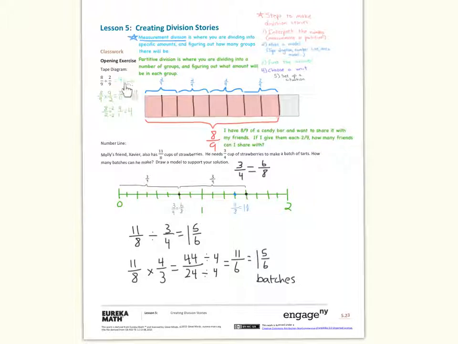Over here, I was dealing with candy bars and friends. Over here, I'm dealing with strawberries and batches, cups of strawberries and batches. And then I set up the situation. This one had Molly and Xavier, and up here, I had myself, candy bar, and friends. So now you have a good idea of how to make division stories. Try it on the rest of your practice, and feel free to review this lesson as much as needed.